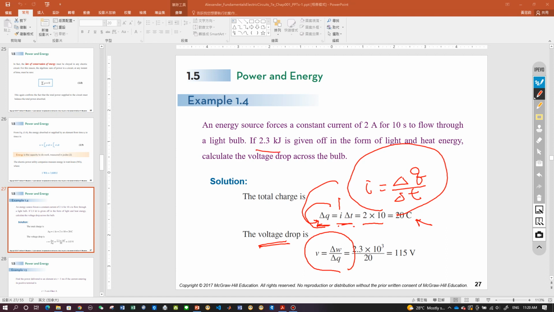Actually, you can use another way around. For example, say this is the energy we are talking about. Just remember, power is equal to what? dW/dt. This is another way around, and it's much easier. So how much work does it do here? It's 2.3 times 10 to the 3, over 10 seconds. So this is 230 watts.